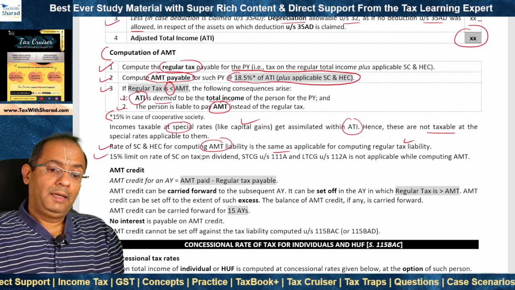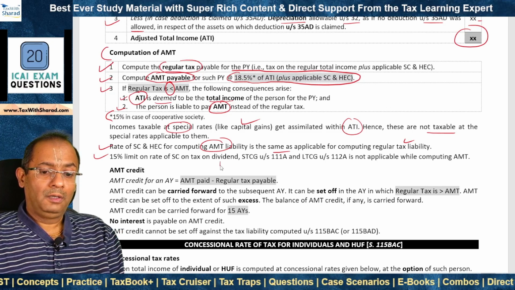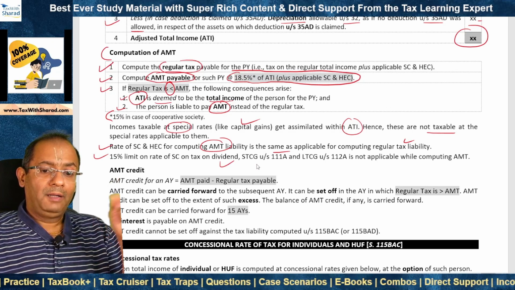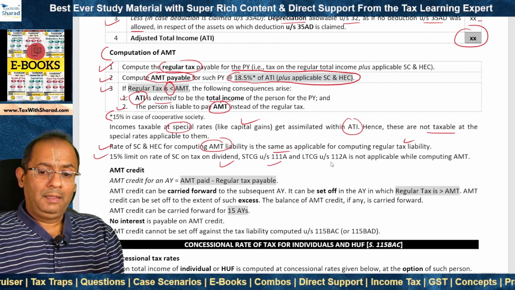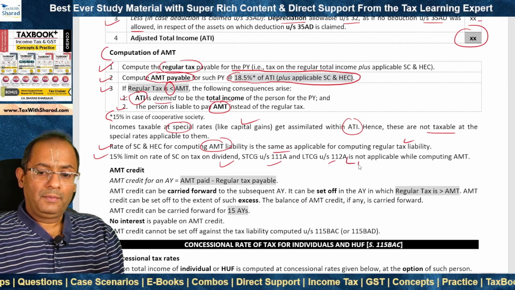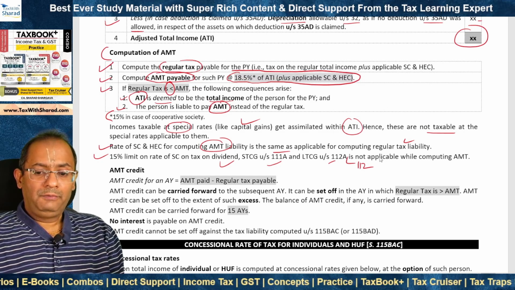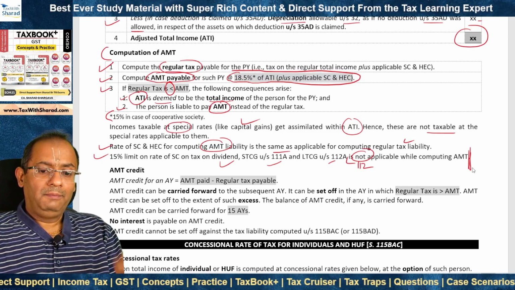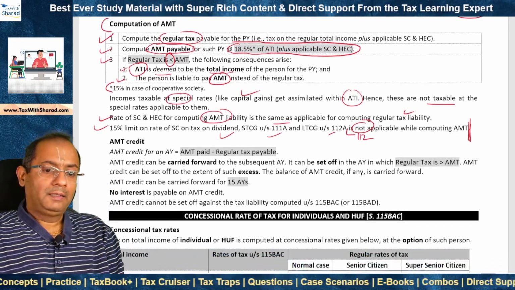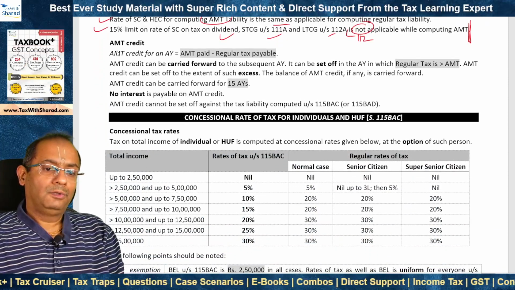We also noted there that there is a 15% limit on the rate of surcharge on tax on what? Dividend and capital gains taxable at special rates 111A and LTCG under 112A and 112 as well. Right? But this 15% limit is not applicable while computing AMT. Now AMT credit is available to an SSE. AMT credit is also available.